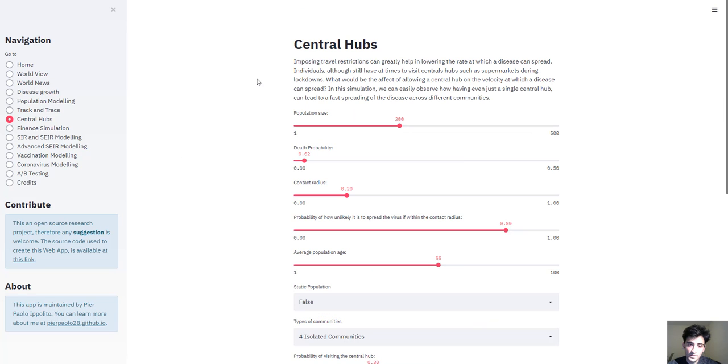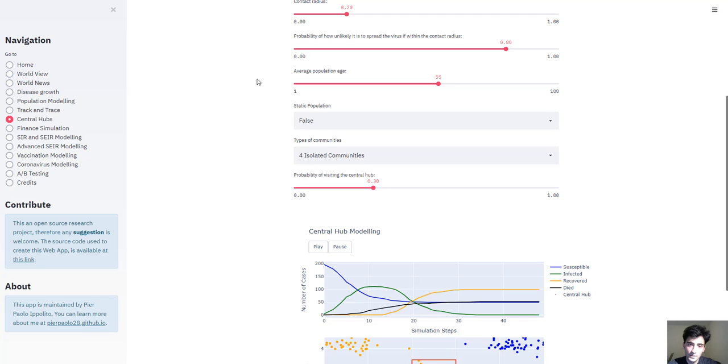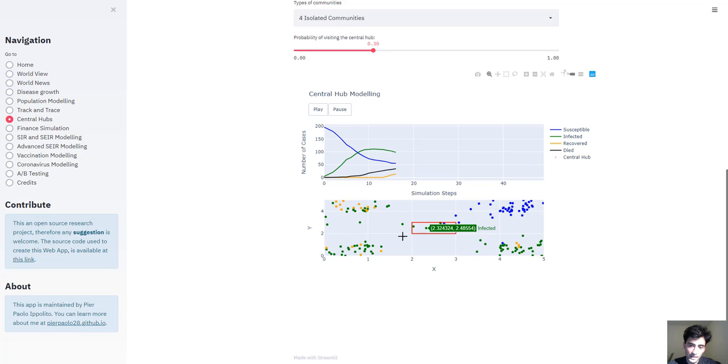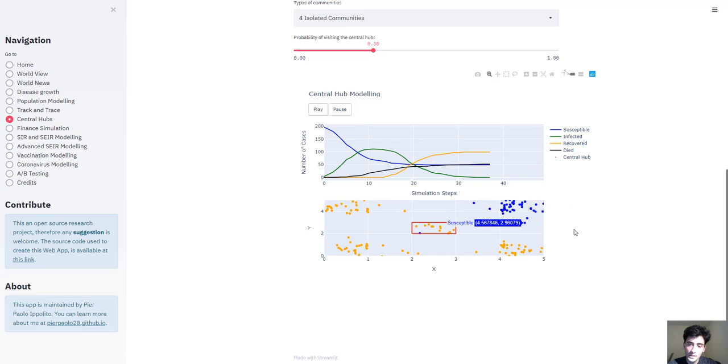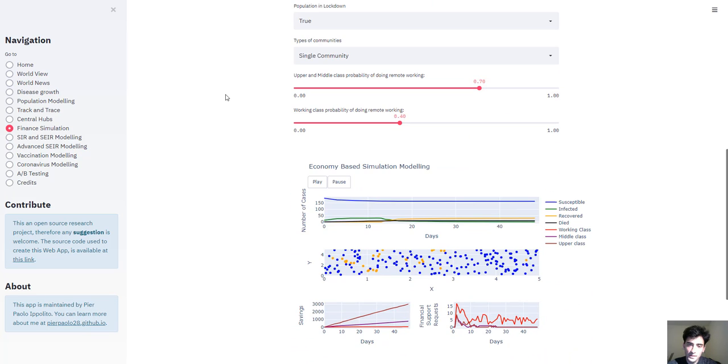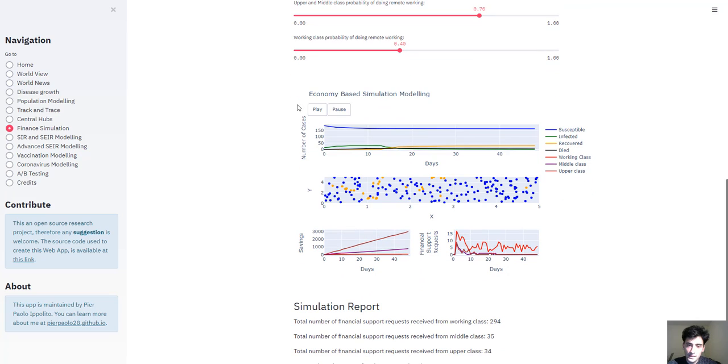Central hubs can instead be used to exemplify the role of supermarkets during a lockdown. In fact, individuals during a lockdown still have to go and buy food at the supermarket, and although not all communities might have infected individuals, through a central hub the disease can spread around the different communities, therefore increasing the number of overall deaths. Finally, an agent-based modeling simulation has been examined in order to simulate how the economics of a community might be affected by a lockdown. In this case, we can see how the amount of savings and the financial support requests vary over time.